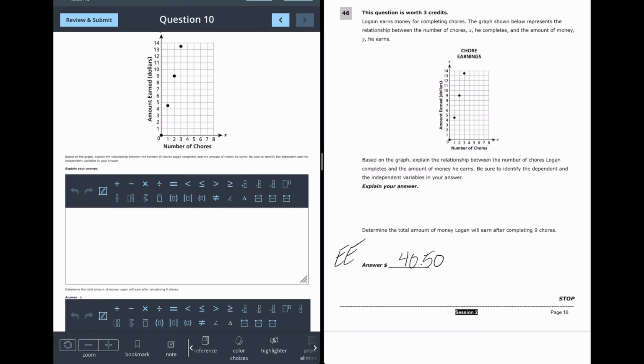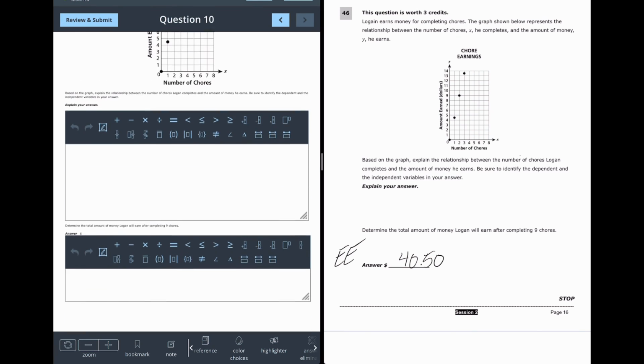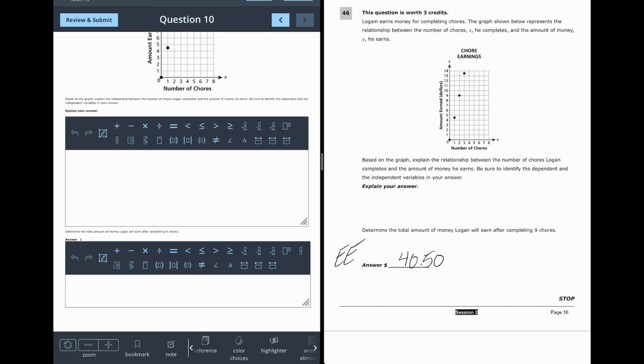I actually did find the exact question on the equation editor so you can see it. Notice there are two parts. There's an explain your answer box on top, and then there's a final answer on the bottom. So it doesn't say show your work, it literally just says explain your answer. For the final answer on the bottom, you should have $40.50, and I'll show you how we put the explanation in.